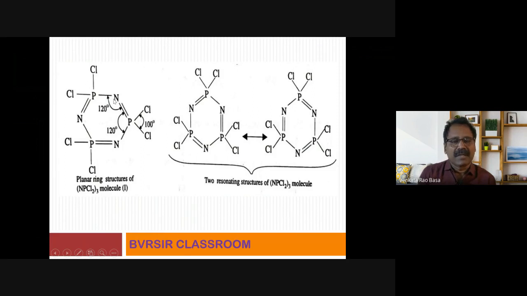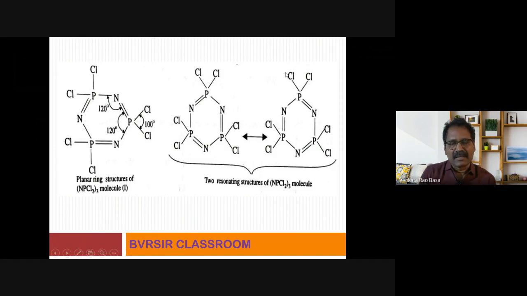Between nitrogen and phosphorus there is a double bond. The two Cl atoms are linked to the phosphorus atom. Moreover, since it is a planar molecule, the bond angle is 120 degrees. Between the two Cl atoms, the bond angle is 100 degrees. This is the planar ring structure of (NPCl2)3, that is the trimer molecule of phosphonitrile halide.